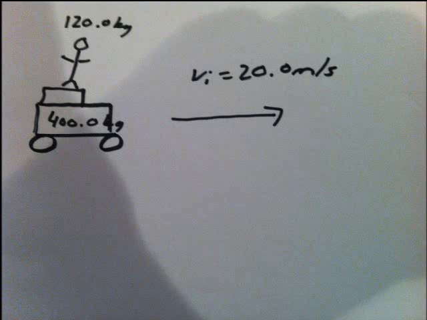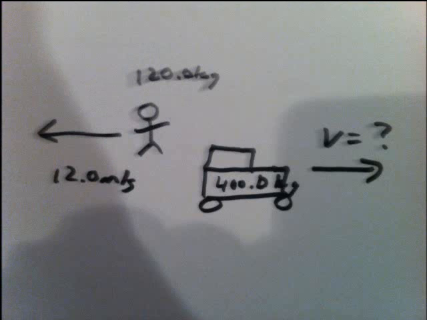So here's our initial setup. Man and cart moving at 20 meters per second to the right. Alright, here's the setup after. Man going to the left at 12, cart going to the right at some unknown velocity.